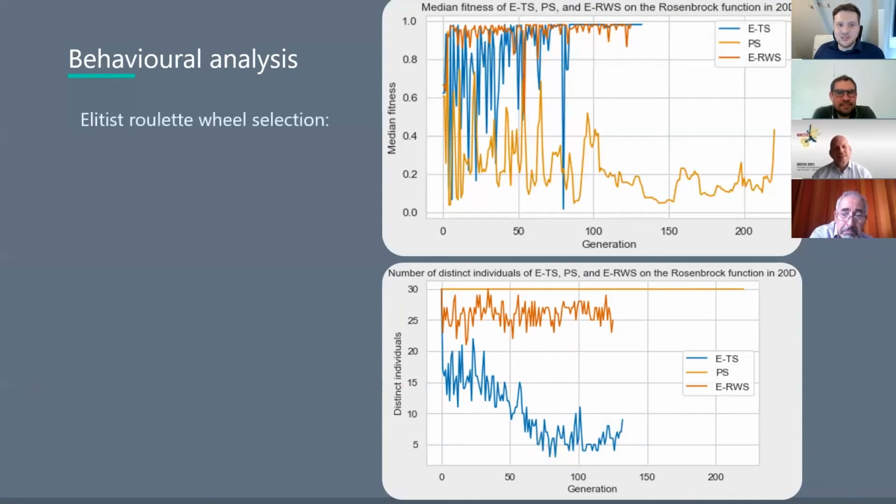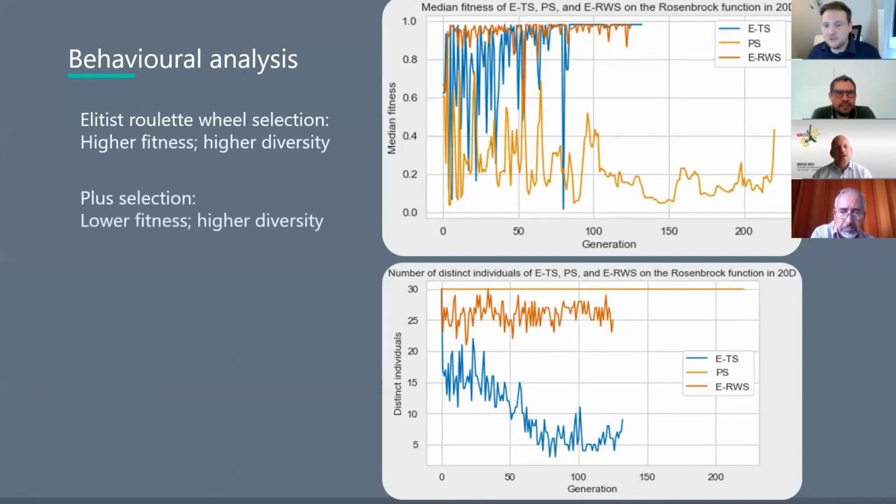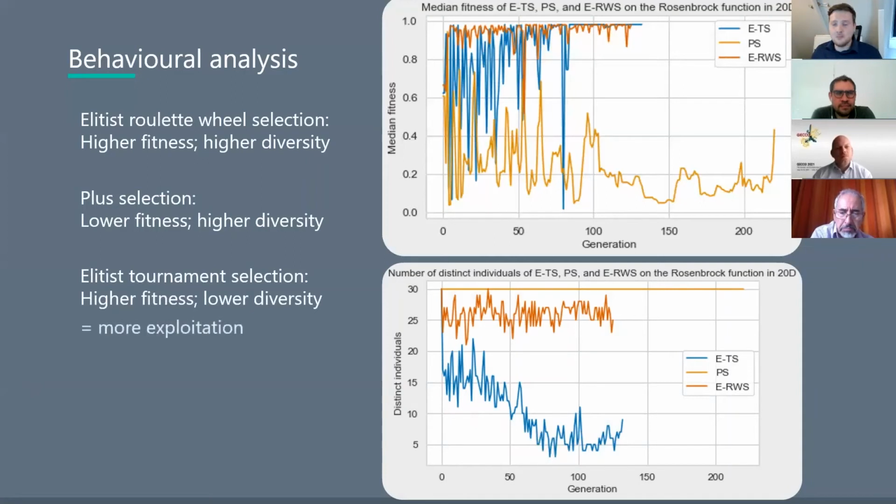So to summarize, elitist roulette wheel selection has a higher fitness with a higher diversity, plus selection a lower fitness with a higher diversity, and the elitist tournament selection a higher fitness with lower diversity. What does this mean? More exploitation. Because if individuals, which are duplicates at the same point in a search space, create offspring with few mutations, the area around that individual is more extensively searched than for example with the plus selection method. So it exploits more.